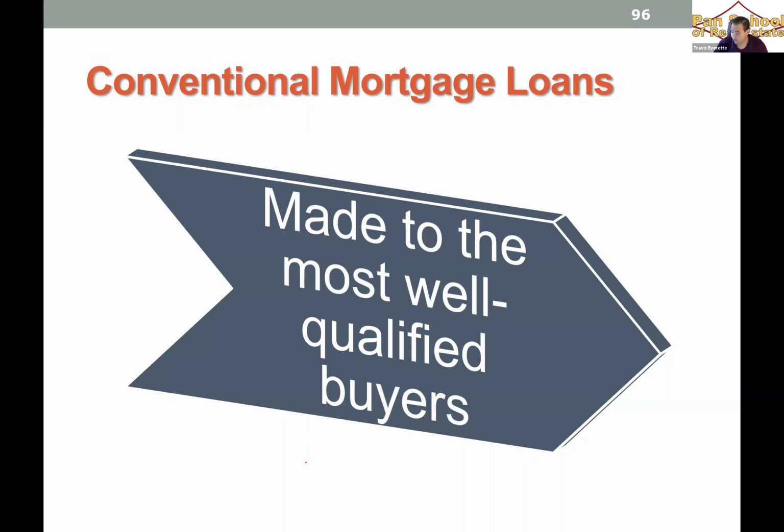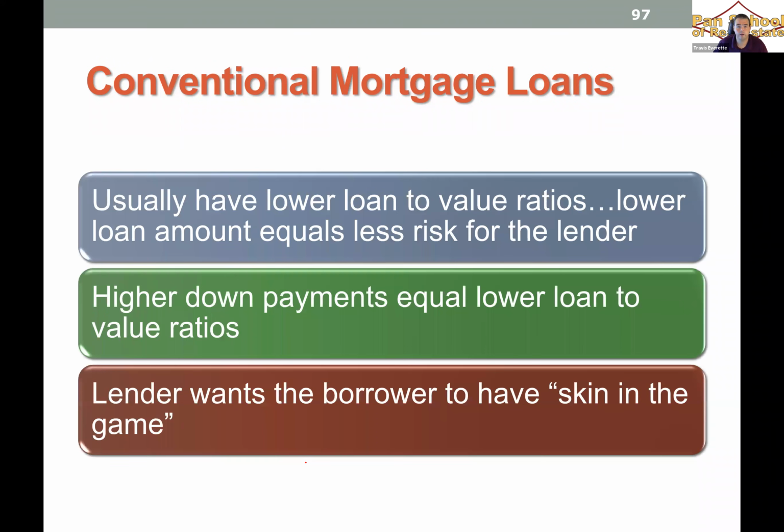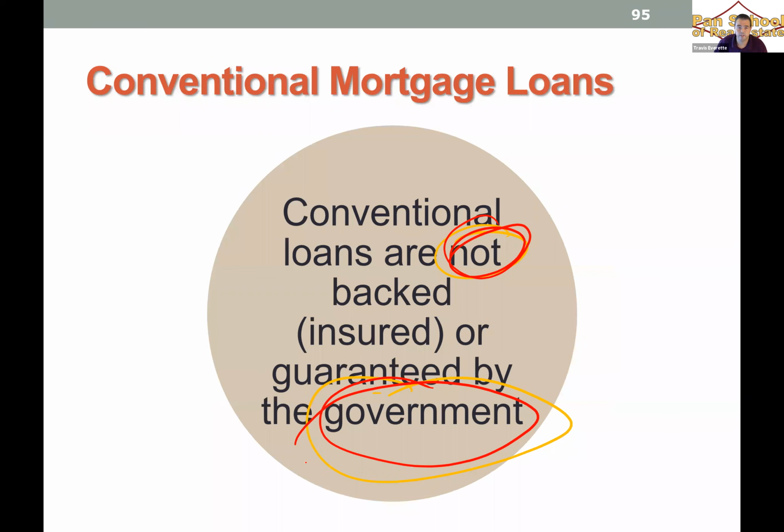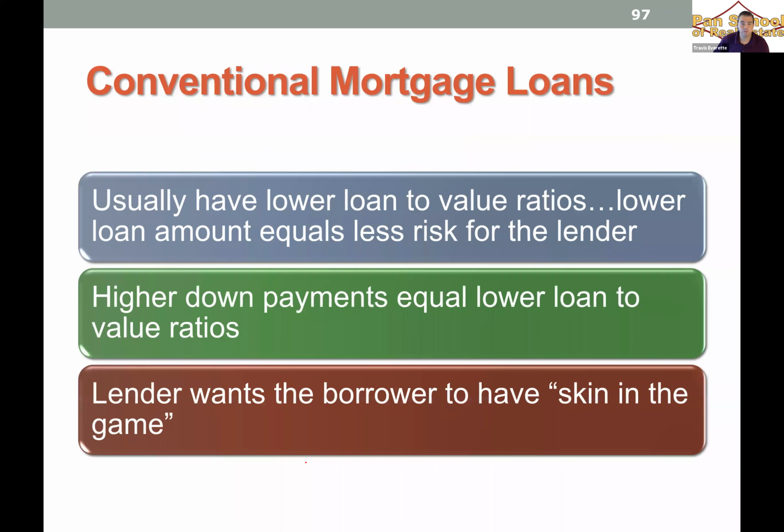Now, when you have a conventional loan, there are some characteristics that you can look for to say, yep, that's conventional. These are not the definition of conventional, though. The definition of conventional is very simple. Not related to what? The government. Not backed or insured or related to the government. That's what conventional means. But there are some characteristics that help you recognize conventional loans.